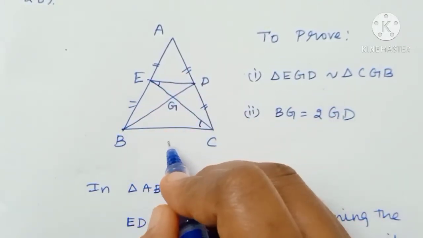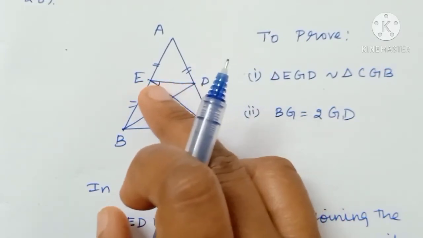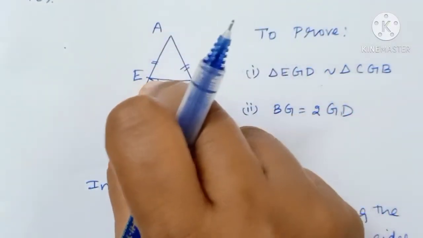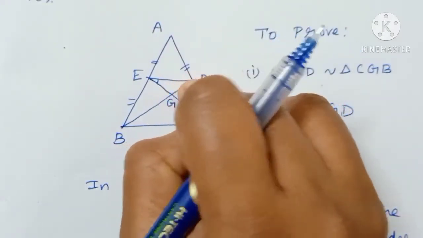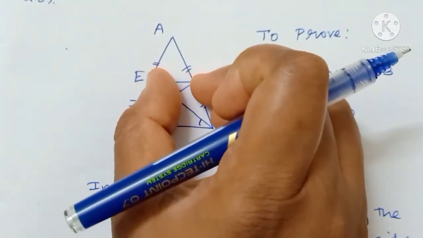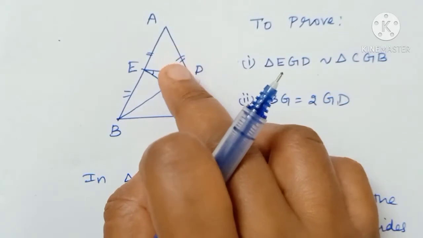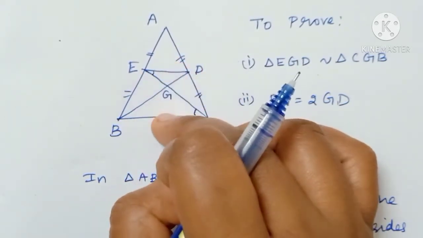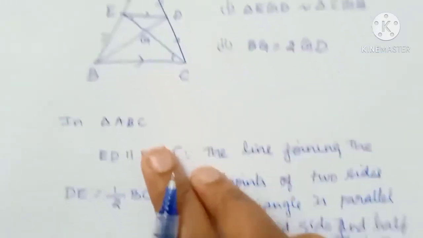If this is 10 centimeter, this length is surely 5 centimeter if you join the midpoints. For example, this is 8 centimeter means 4, that point is the middle point. Here 9 centimeter means 4.5, this is the middle point. So if it is 10 centimeter, surely this length is 5 centimeter and also parallel to this. So the line joining the midpoints of two sides of the triangle is parallel to the third side and half of it. This statement only we are using here.